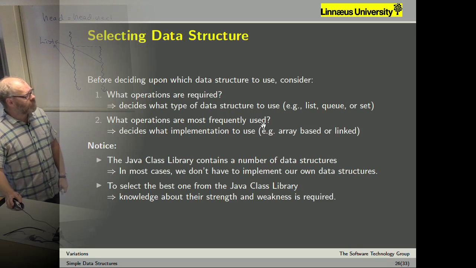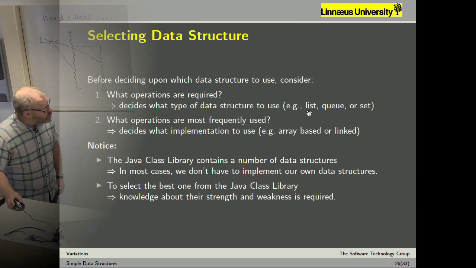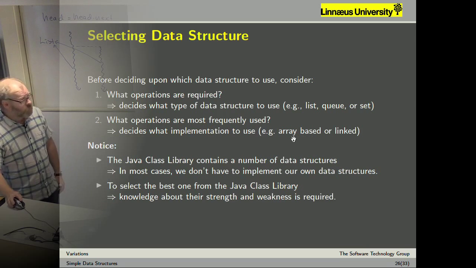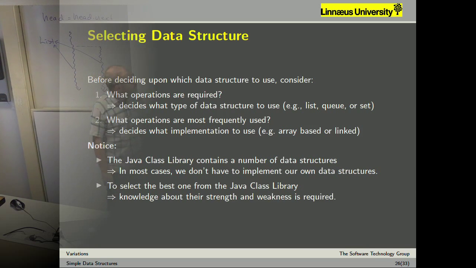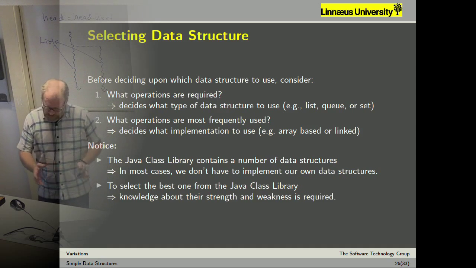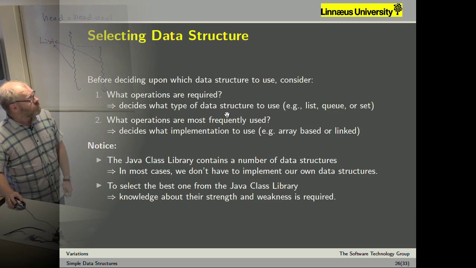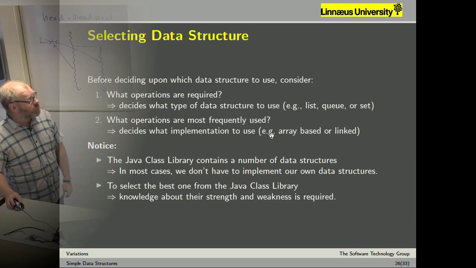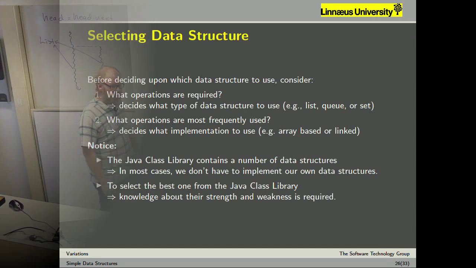For example, the get operation is very frequently used. Then, of course, you have a list, but then you take the array-based one. So you basically decide upon a data structure in two steps. First, how should it be used? It decides what type of data structure, and then for performance, what operations are most frequently used, then you pick one type of implementation. In an upcoming lecture, I will talk about sets.